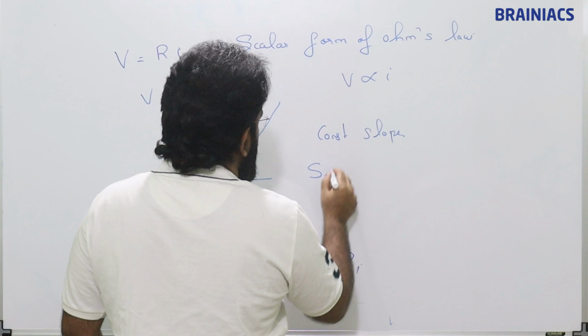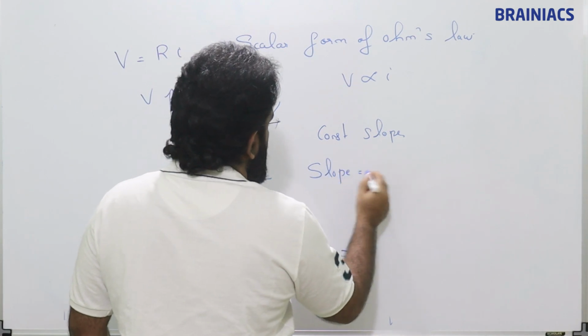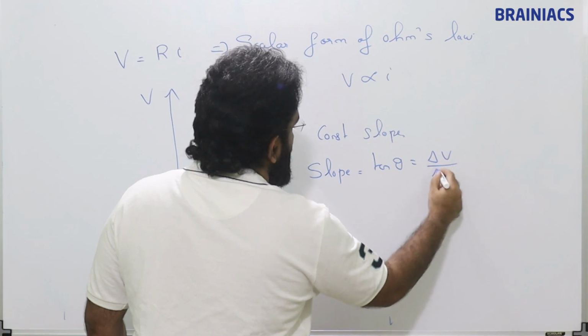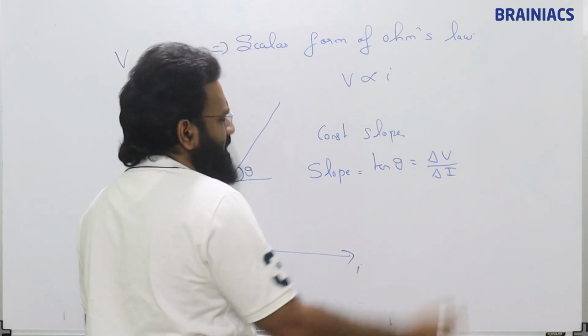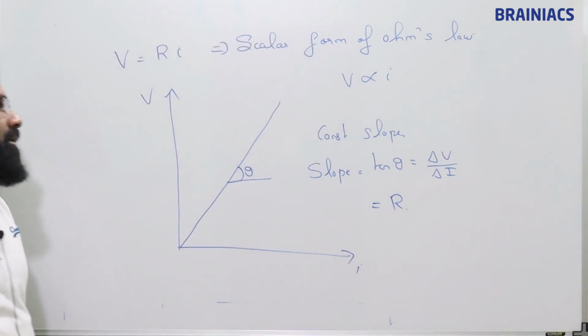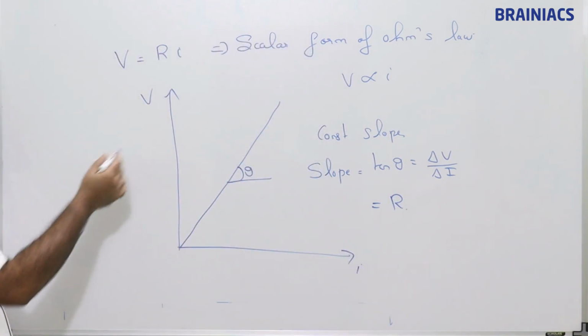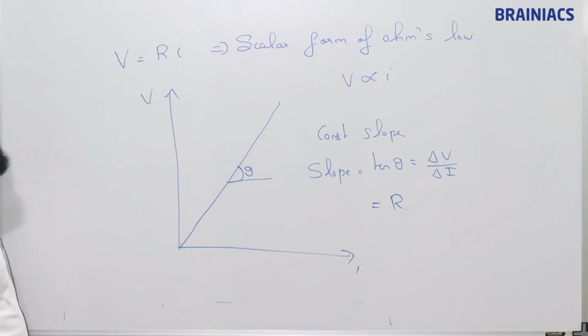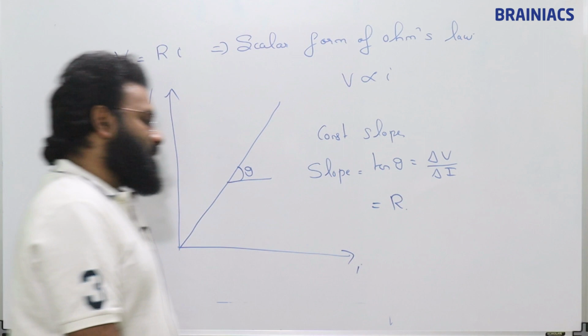Slope is nothing but tan theta, which is equal to delta V by delta I. So this is nothing but resistance. The slope of the VI curve, when it obeys Ohm's law, will be a straight line and its slope will be nothing but resistance.